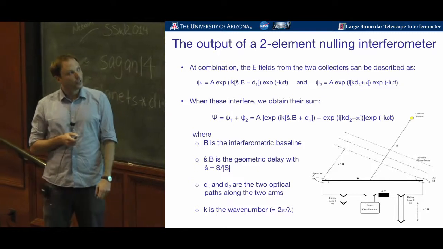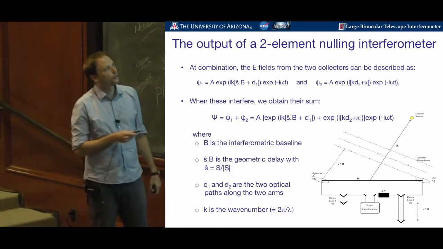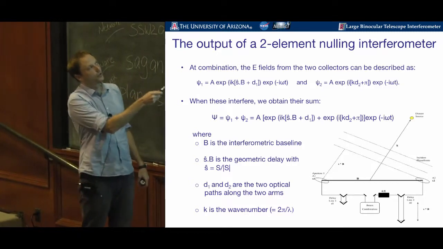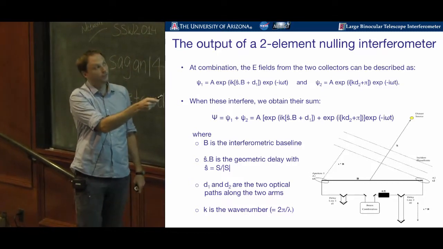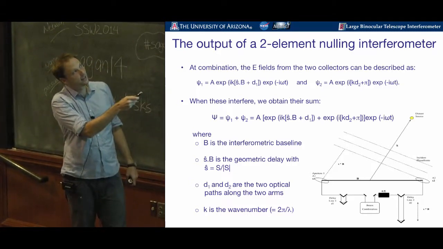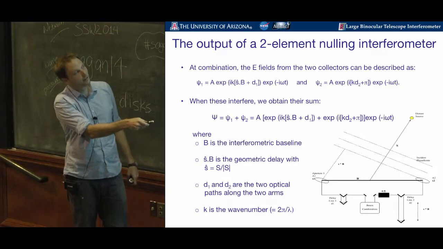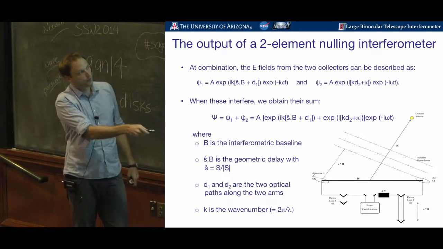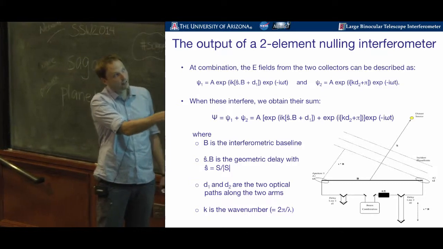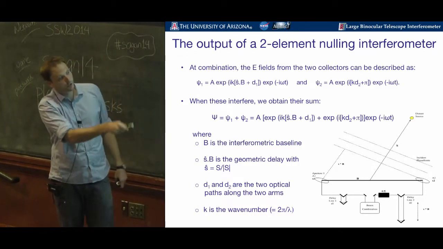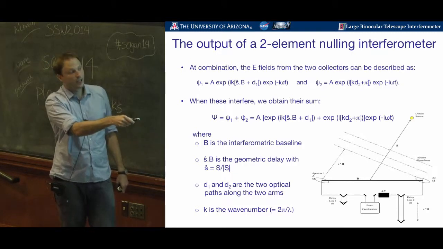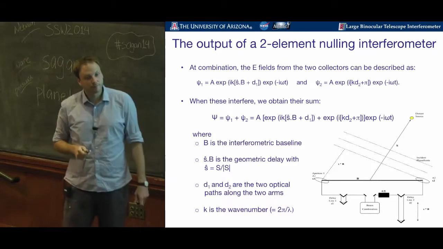So the output of a two-element nulling interferometer, really quickly: this is the phase, the analytical expression of the light collected on one side. You can see the phase introduced here. S times D is the geometric delay. D1 is the small delay in your instrument. And then you have the expression of the light at your second telescope, where you have D2, which is the long delay that you introduce to match the geometric delay, and you have the pi phase shift.